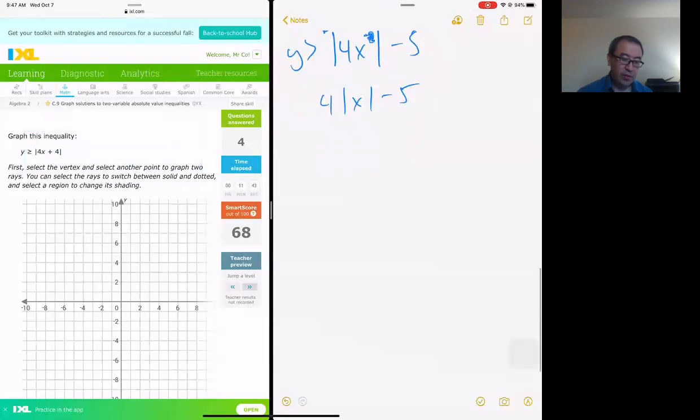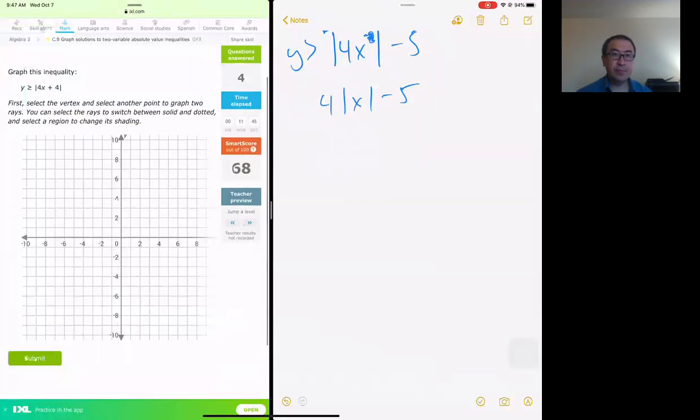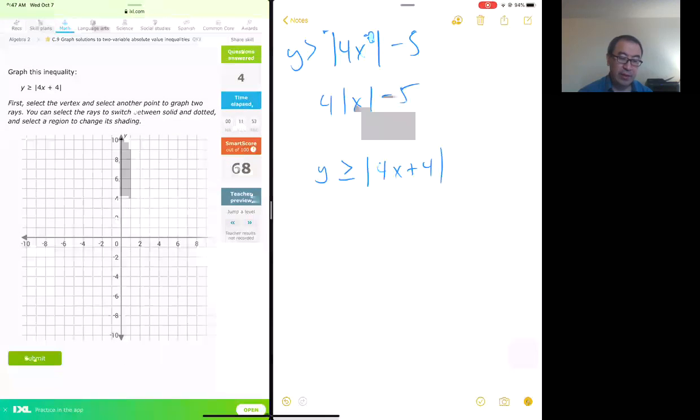Okay, so for this problem here, I want you to notice something. Y is greater than or equal to absolute value of 4x plus 4. Now this doesn't really look like our standard form. Remember, our standard form is y is greater than or equal to m times absolute value of x minus h, plus k, right? So we need x to be alone. So this is what you do.